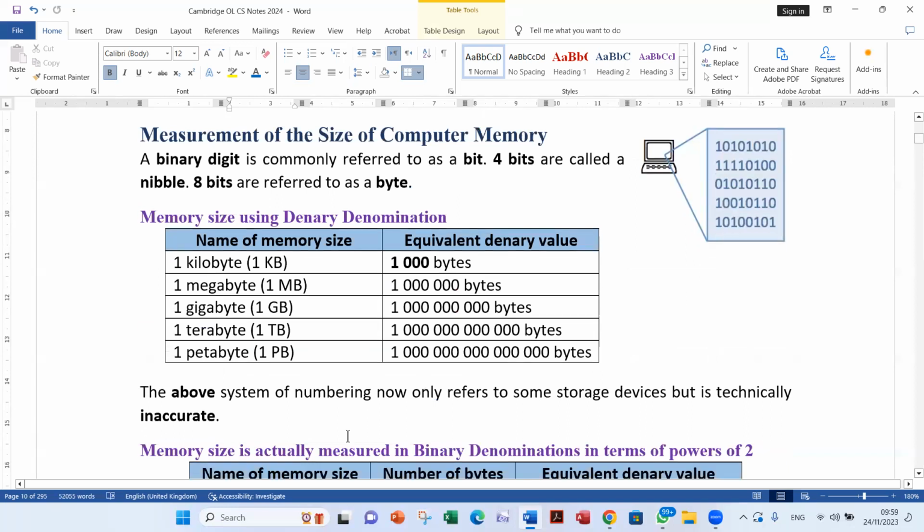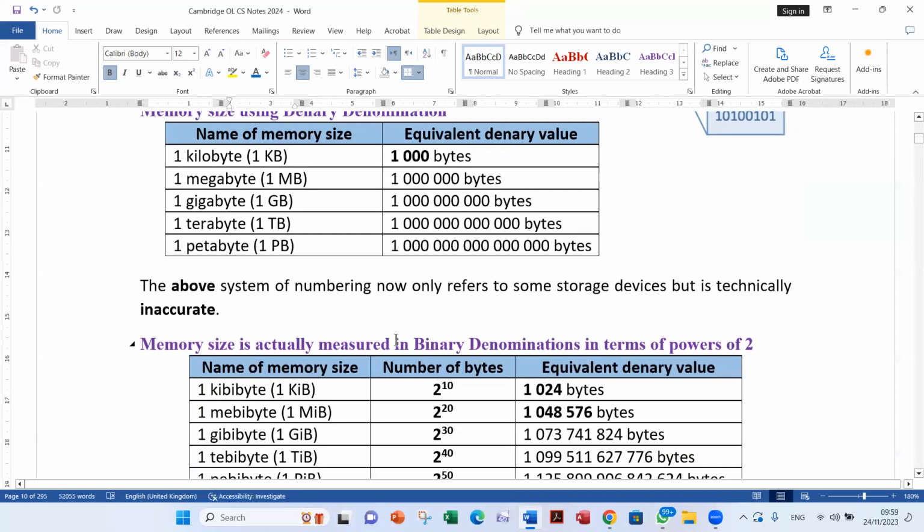Okay, let's move on and study other ideas. Measurement of the size of computer. You know now that the bit is the smallest unit, that could be either a 0 or a 1. You also know that a byte is 8 bits. There is also something called a nibble that is 4 bits. Then we come to kilo, mega, giga. Because you have been using that with measurement of, for example, memory or storage size.